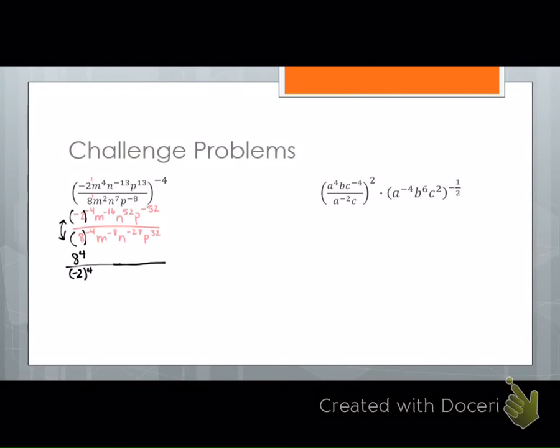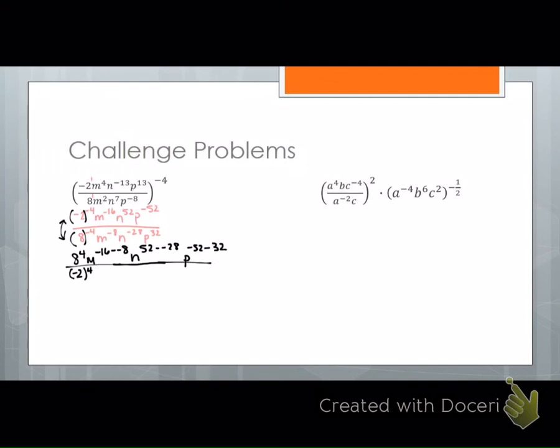Tanari, when we divide, what do we do with those exponents? Okay, I'm going to write this out just so we don't do it wrong. So that's negative 16 minus a negative 8, 52 minus a negative 28, and negative 52 minus 32.